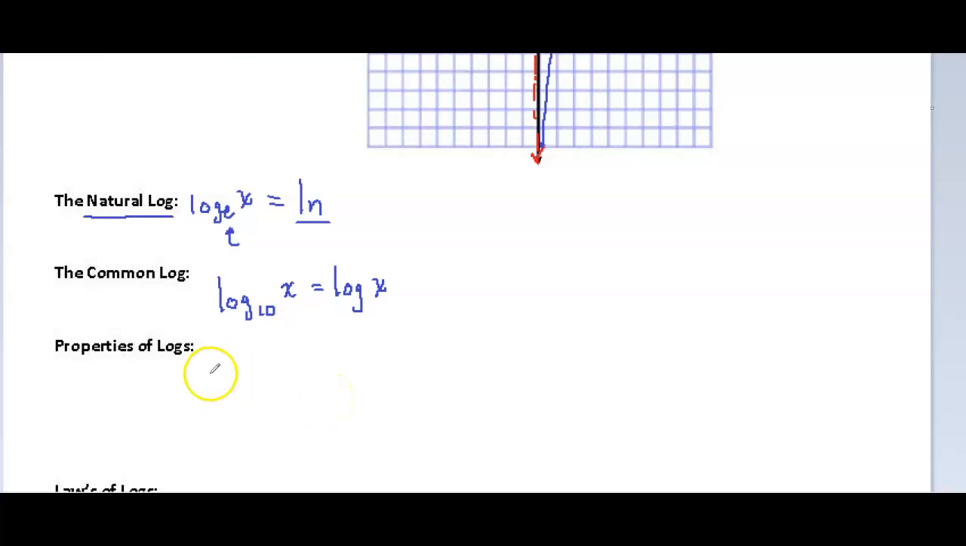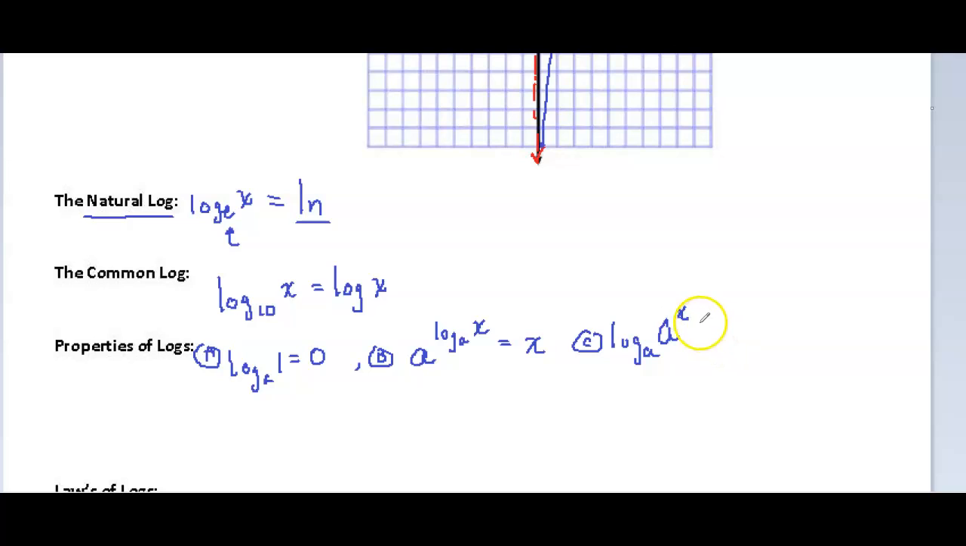Logarithms have some particular properties that help us simplify things. For example, if I had log base a of 1, this will equal 0. a to the power of log base a of x will simplify to x. Log base a of a to the x will also simplify to x. And log base a of a equals 1.